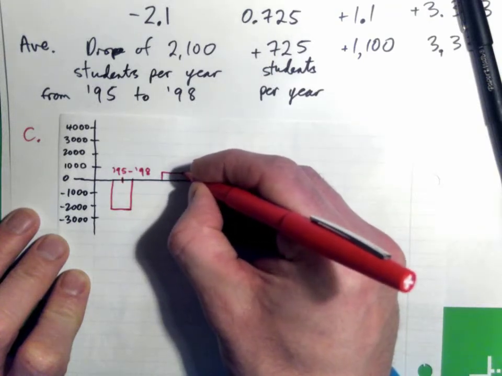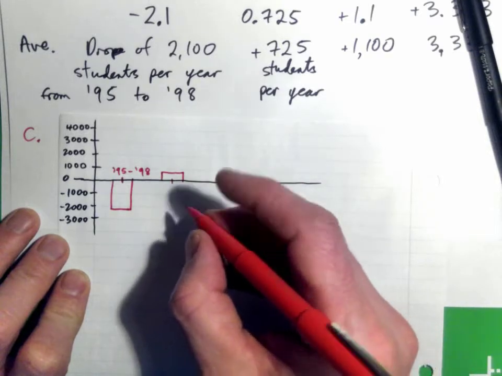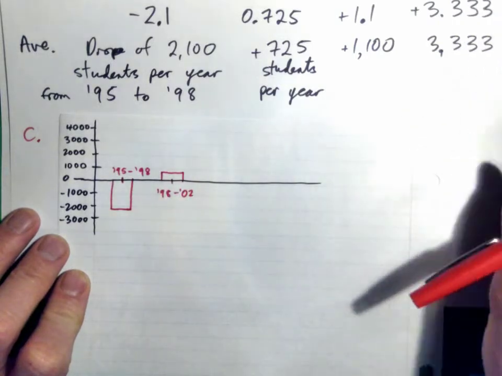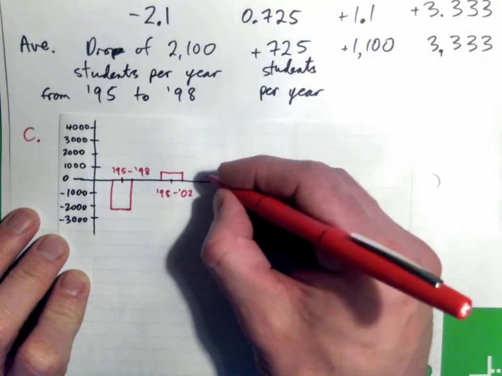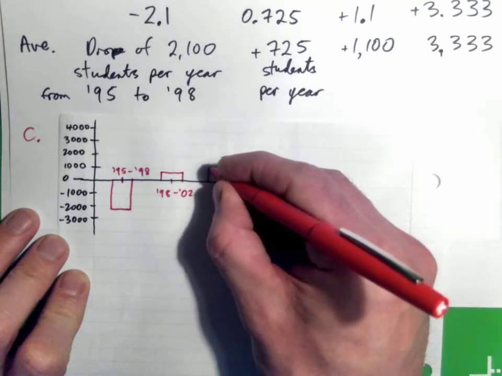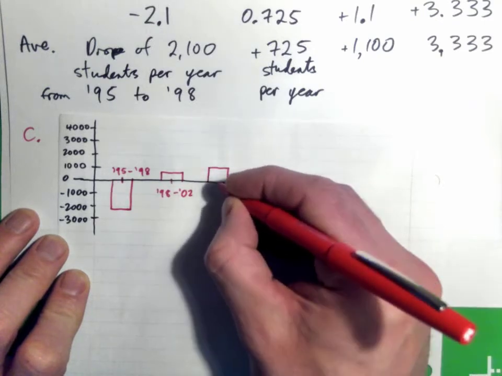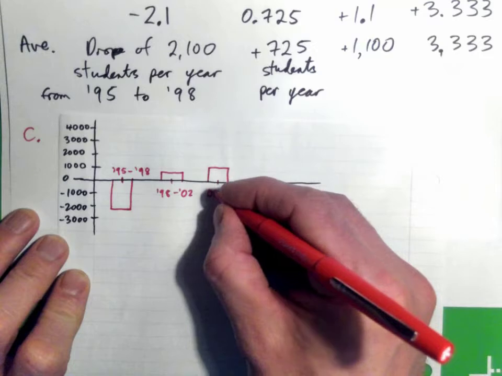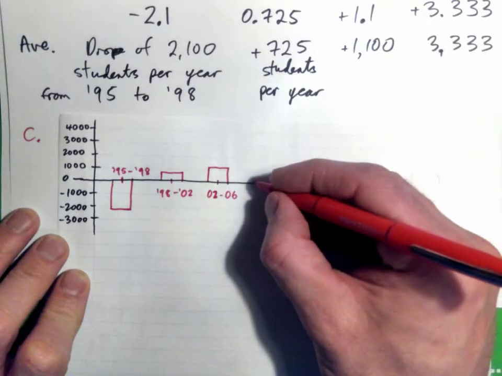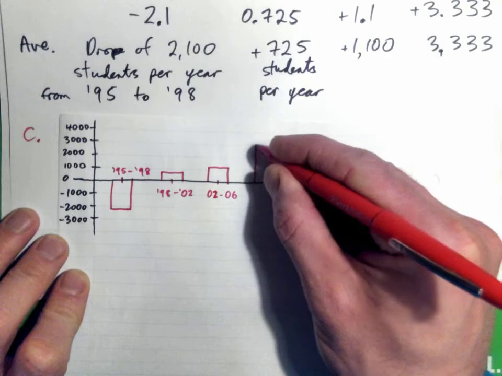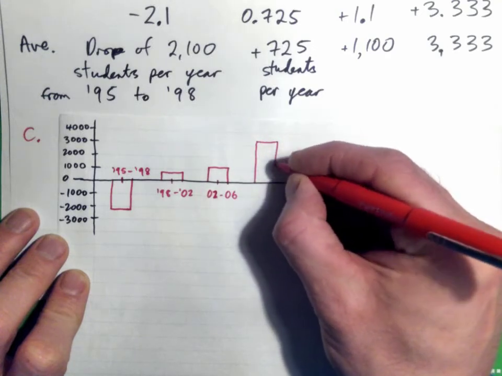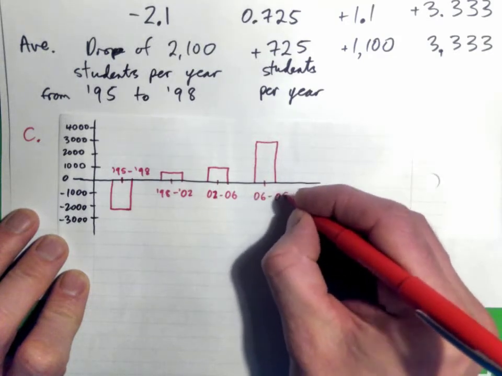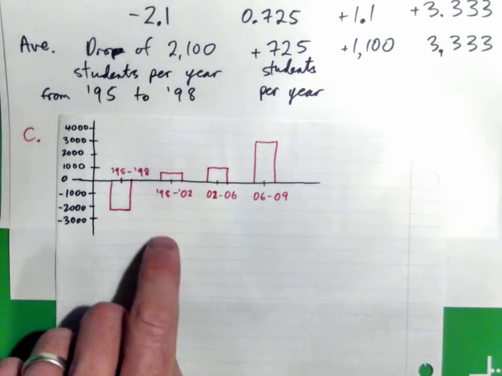And then the next one is an increase of 725, and that's just going to kind of look like that. And that's for the year 98 to 02. And then we have 02 to 06, an increase of 1.1. So that's a little over 1,000, kind of looking like that, right? So 02 to 06 looks like that. And then we got an increase of 3,300. Kind of looks like that, right? And that's from 06 to 09. Yep, so there we have it. That's all. Just to represent that.